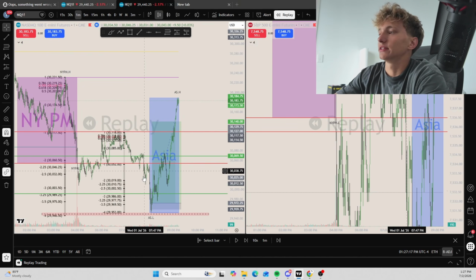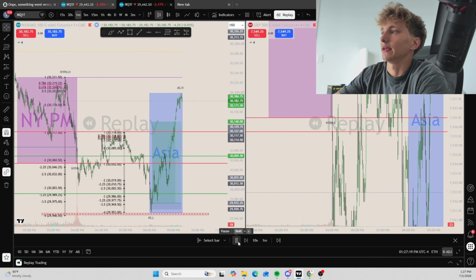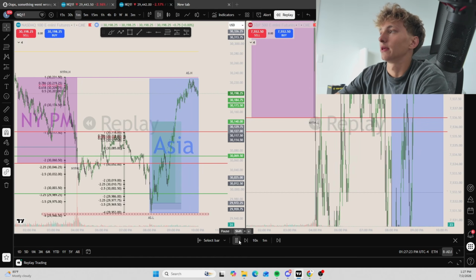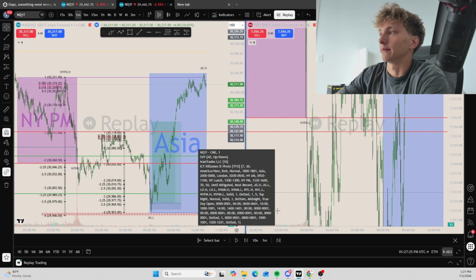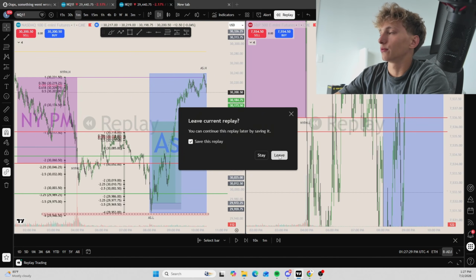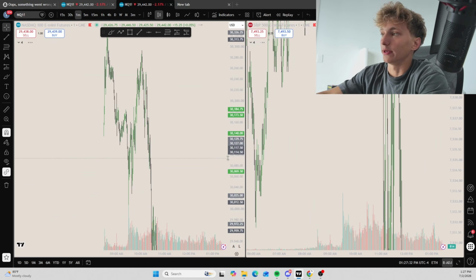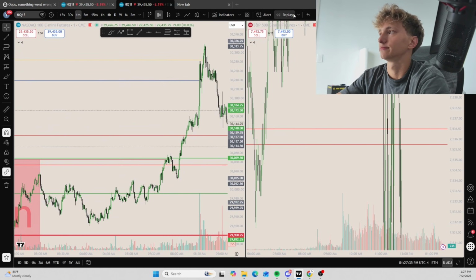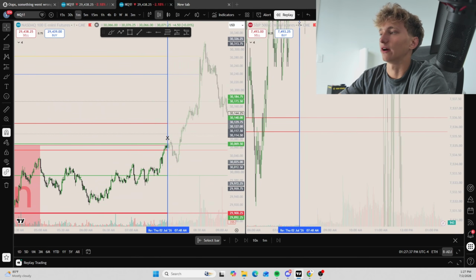This was the trade that ended up playing out, and it ended up going all the way up to New York PM. Beautiful. And that was it. I was done after I ended up closing this trade. So now we get off the charts and we get back on this morning at 7:45.